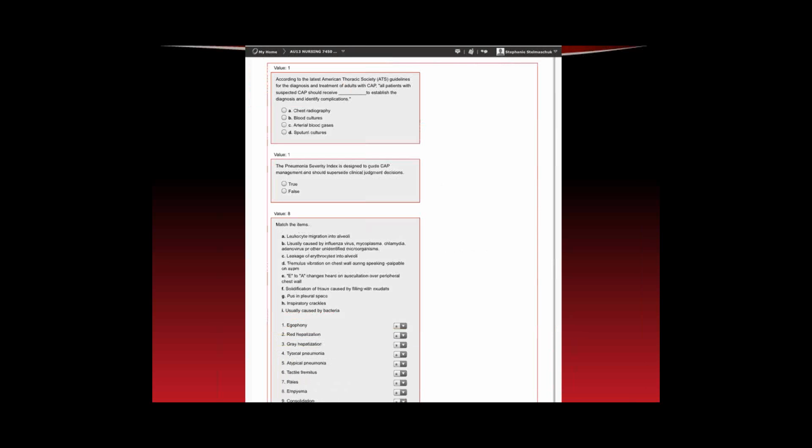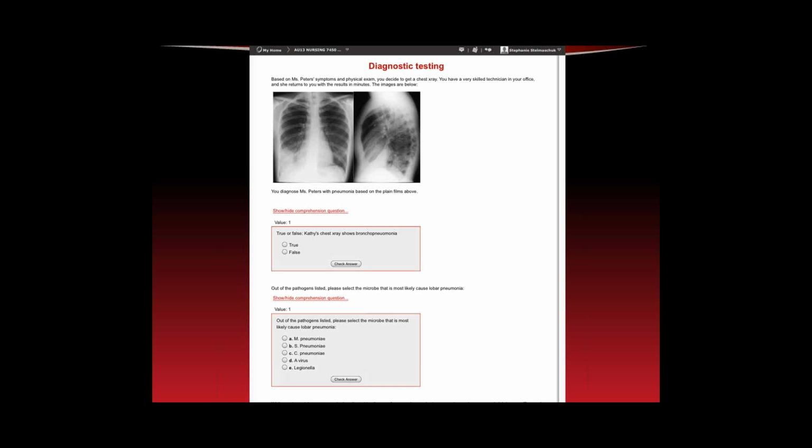And as I mentioned earlier, these are the questions that students could complete a limitless amount of times. They could complete them as many times as they felt they needed to help them learn the content. This question down here, question number 8, incorporates some of the pathophysiological concepts that we talked about in the earlier portion of the case study.